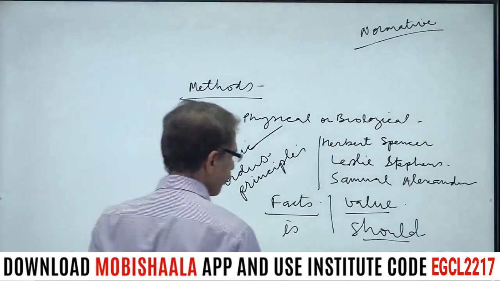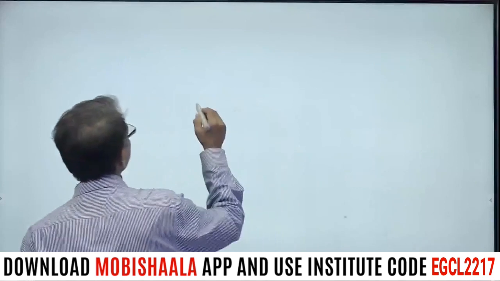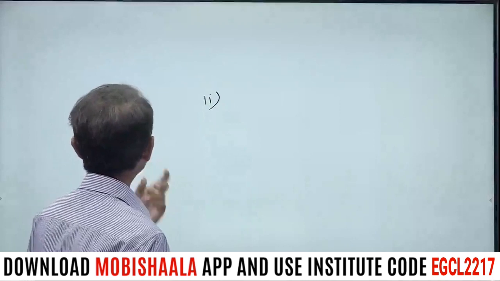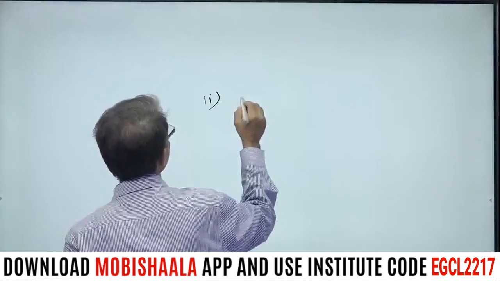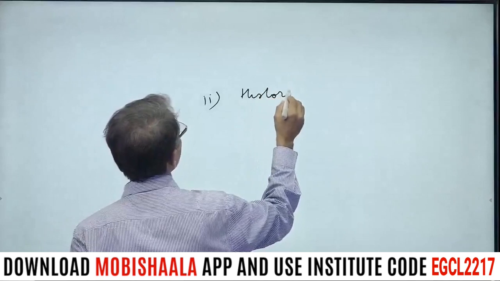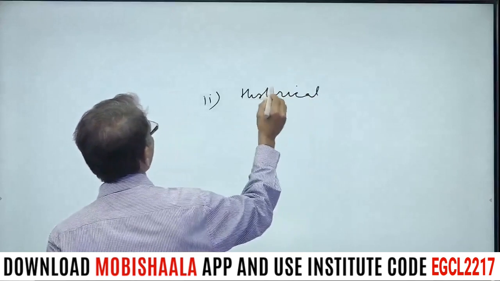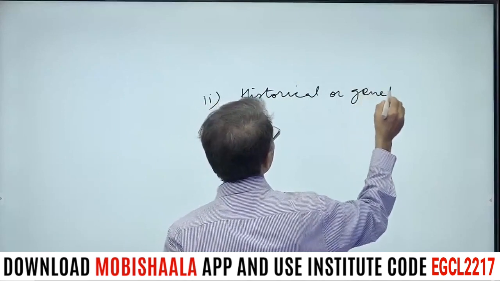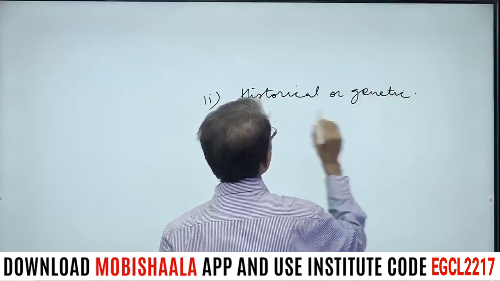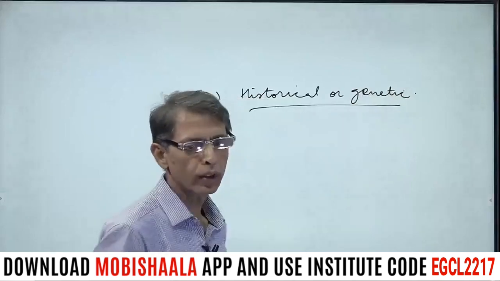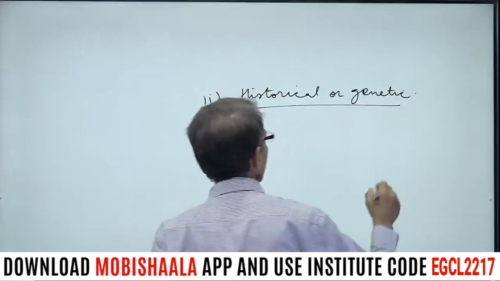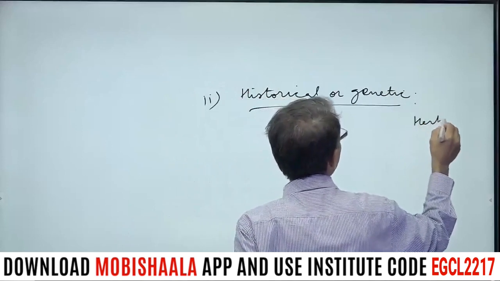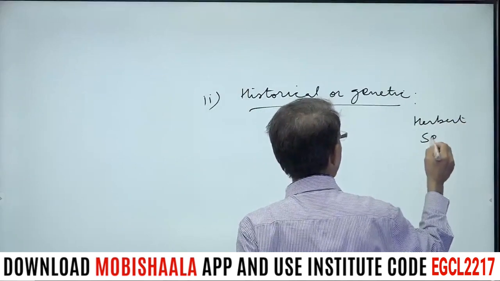Another method, the second method, is also known as the sociological method, the historical or genetic method. It is better to call it the historical or genetic method. Again, there are the same thinkers, Leslie Stephen and Herbert Spencer.